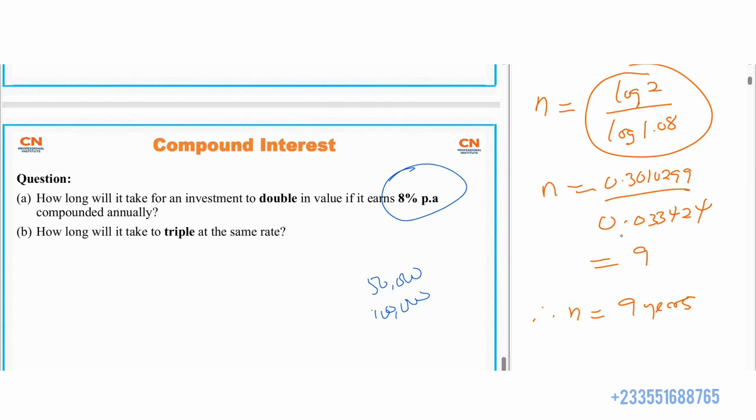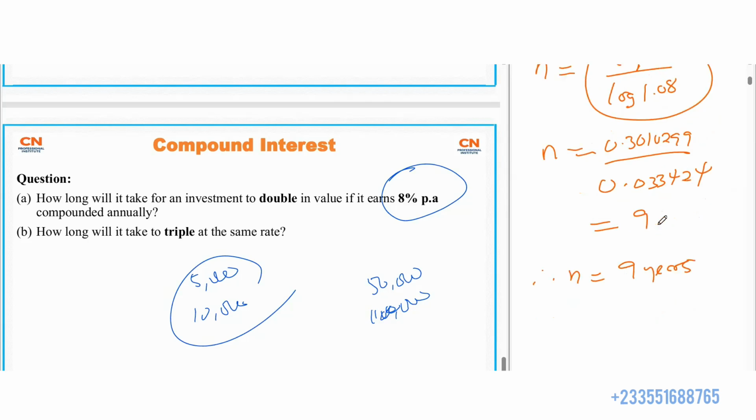100,000. That's what it means. 50,000 will turn to 100,000. If you invest 5,000 now at 8%, in 9 years time, the 5,000 will turn to what? 10,000. It will double. That's the meaning. So how long will it take an investment to double? If the interest rate is 8% and it's compounding annually, then it will take 9 years for the investment to double, to get twice what you have invested.